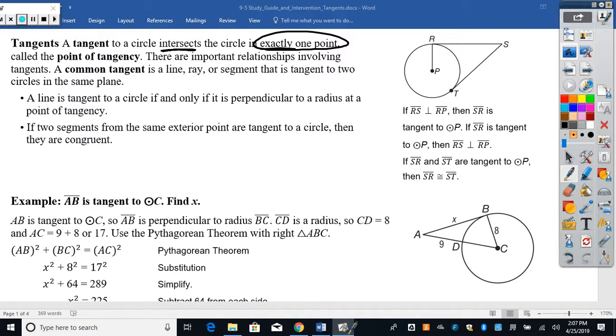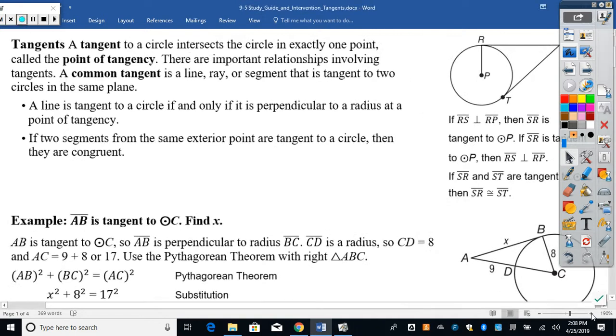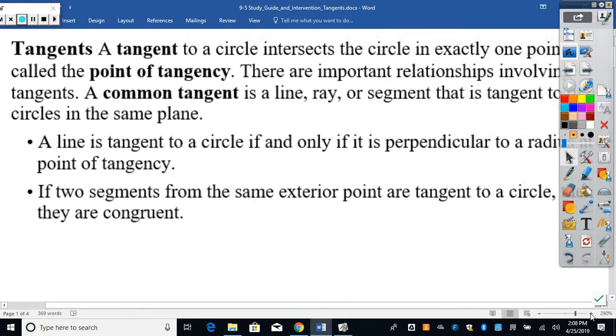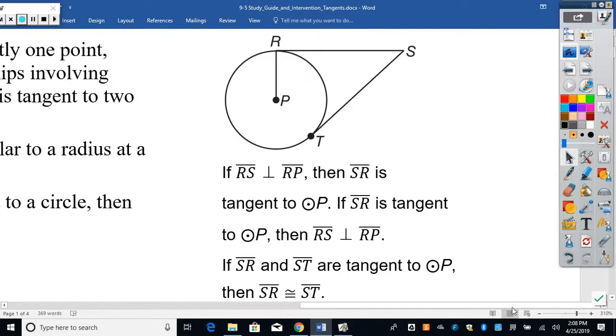There are important relationships involving tangents. A common tangent is a line, ray, or segment that is tangent to two circles in the same plane. I don't think that last sentence is that important. Instead of reading the next two parts, if you want to read them, you can. But what I'd like to do next is take a look at this diagram and understand what happens with the tangent line.